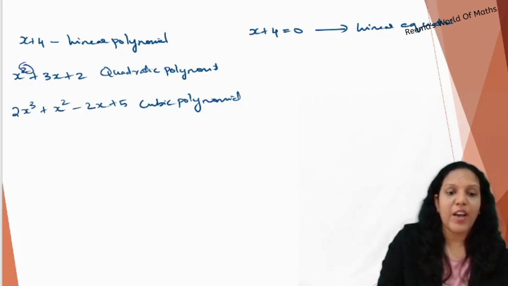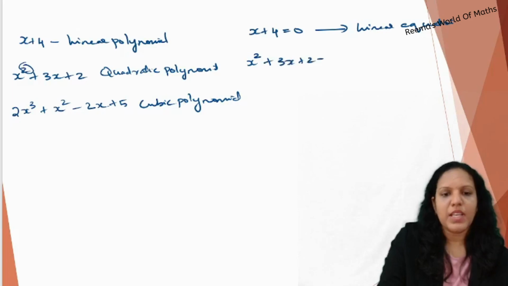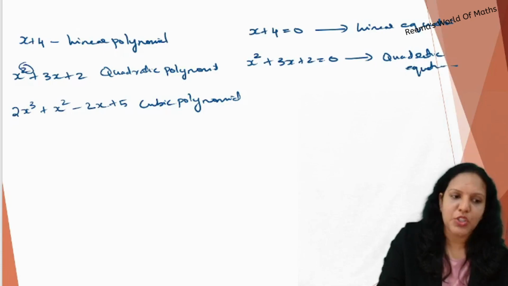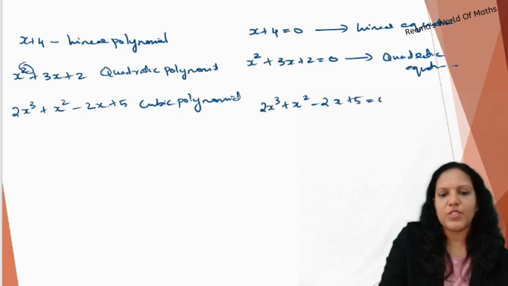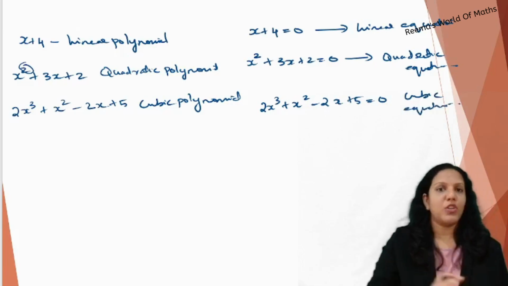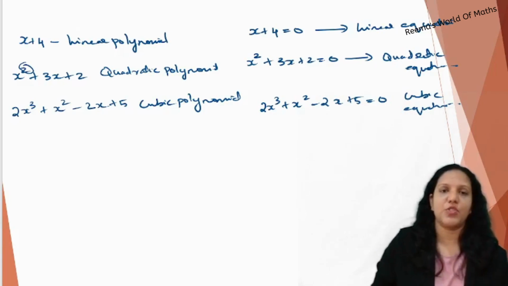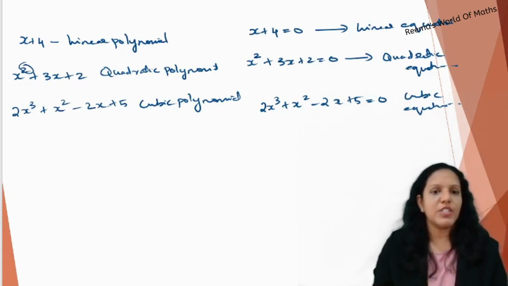Secondly, we have a quadratic polynomial, so we can make it a quadratic equation by x squared plus 3x plus 2 equals 0. So that now is a quadratic equation. Correct? Similarly, for a cubic polynomial we can write 2x cubed plus x squared minus 2x plus 5 equals 0. So that's a cubic equation. Correct? So that's how we can change a polynomial to an equation. We just need to equate that to 0.